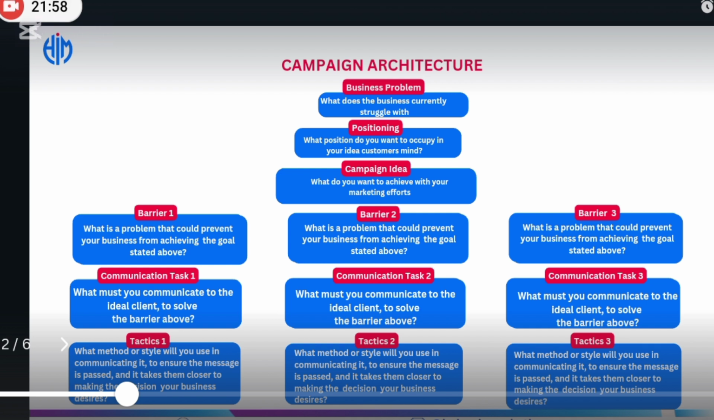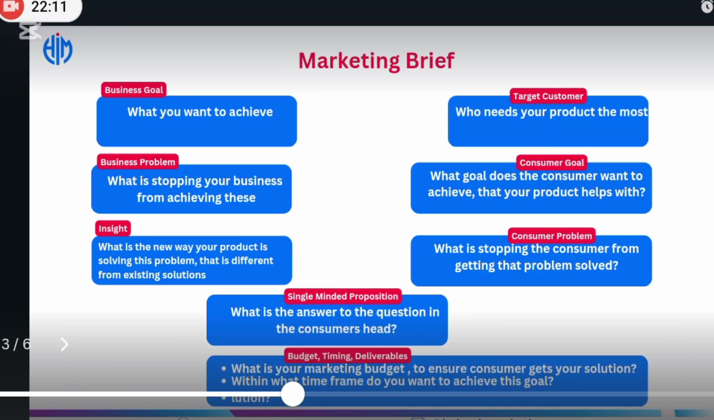I know the problem. I know what position I want to occupy in the mind of the customer. I know what campaign idea, like the goal you want to achieve with this campaign. I know the barriers that are standing in front of me. These are the things I must communicate, and then this is how I must communicate what I must communicate to achieve this result. Now that we know the campaign architecture, this is now where the quantity surveyor is going to do his work, right?